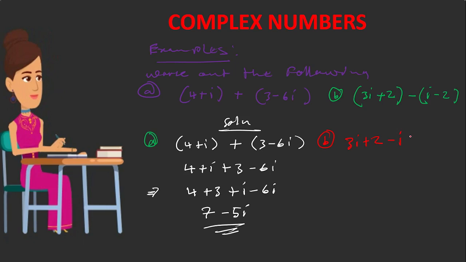Here you collect the like terms. When you collect the like terms, it's going to give you 2 plus 2, and then plus 3i minus i. After that, when you work it out, this will be 4 plus 2i, because we know that 3i minus i is simply 2i. This is the final answer for this question, and this is how you can easily work out addition and subtraction of complex numbers.